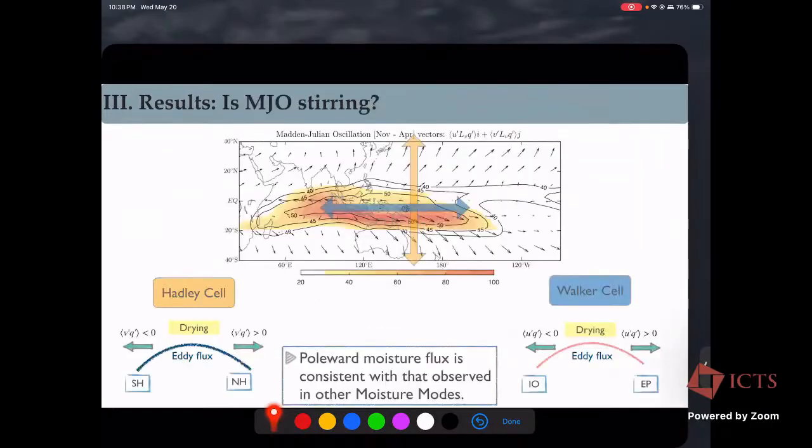What about the MJO? The MJO is a little bit more complicated. If you do the same analysis, you can also see a poleward moisture flux consistent with the other moisture modes. But the MJO is not just exporting moisture toward the poles. The MJO is also exporting moisture, we can say, in all directions, zonal and meridional, weakening not just the Hadley cell circulation. In this case, the MJO also weakens the Walker cell circulation.